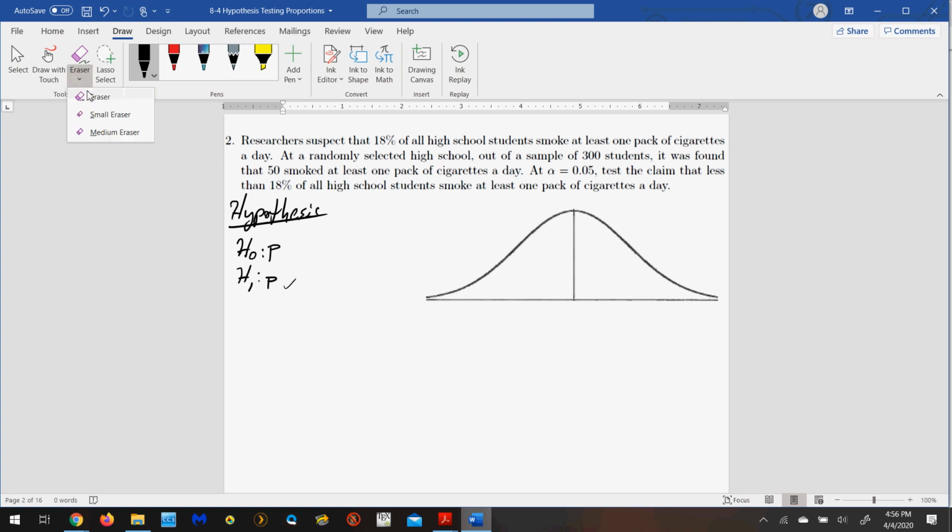Now, the claim of which I am to test was they claimed that less than 18%. So that's going to be alternate, p less than 0.18, which means the null will be p greater than or equal to 0.18, and I put that as my claim. The alternate, that is. Less than means a left tail test.